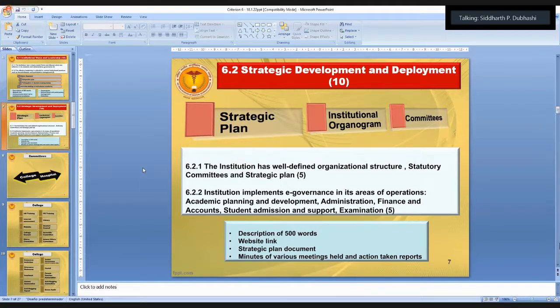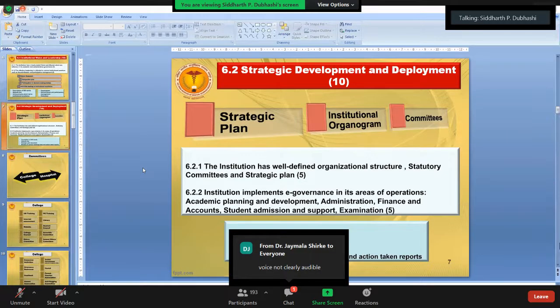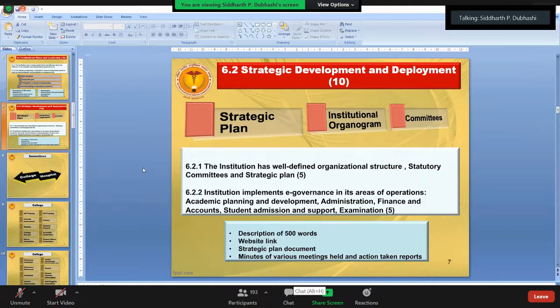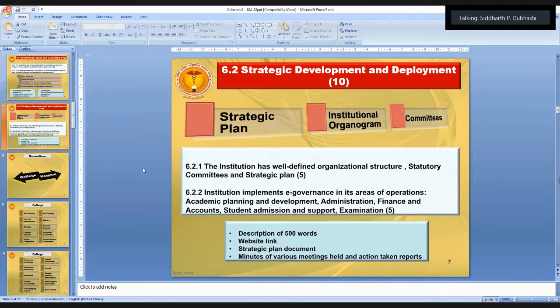The institution has a well-defined organizational structure, statutory committees, and strategic plan. I told you about the organogram and the perspective plan. 6.2.2, I'm coming to it later. So what we require is the description. We require all the data on your institutional website, the strategic plan documentation. And when I talk of various committees, what I need is the minutes of the various meetings. And I told you it will not stop only with the minutes, but we need to have a specific action taken report.